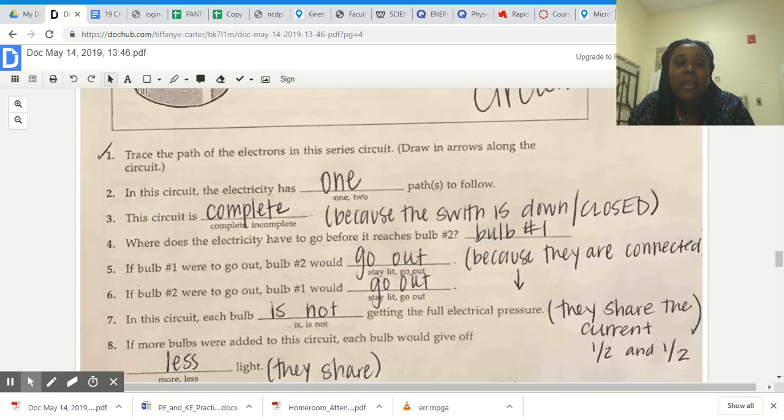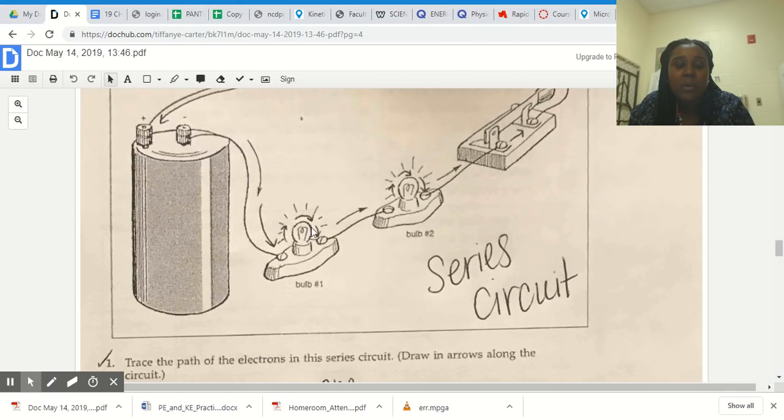Number 4, where does the electricity have to go before it reaches bulb number 2? Well, it has to go through bulb number 1. So that's the problem with the series circuit.